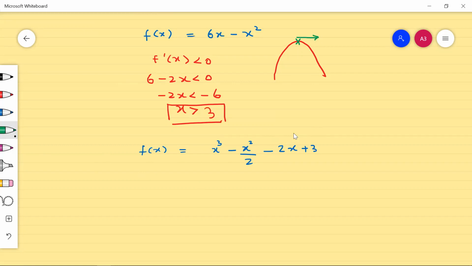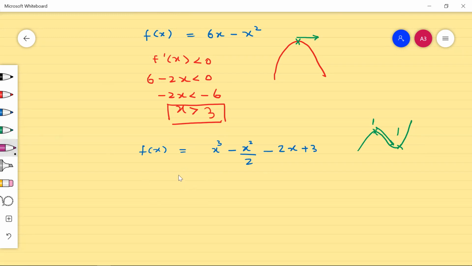Okay, this is a cubic function. For this, remember one thing, the curve would be like this, a cubic function. There are 2 stationary points, one is this and the other one is this. So the function is decreasing from this point to this point. Here the function is moving downward, so we have to find this interval.